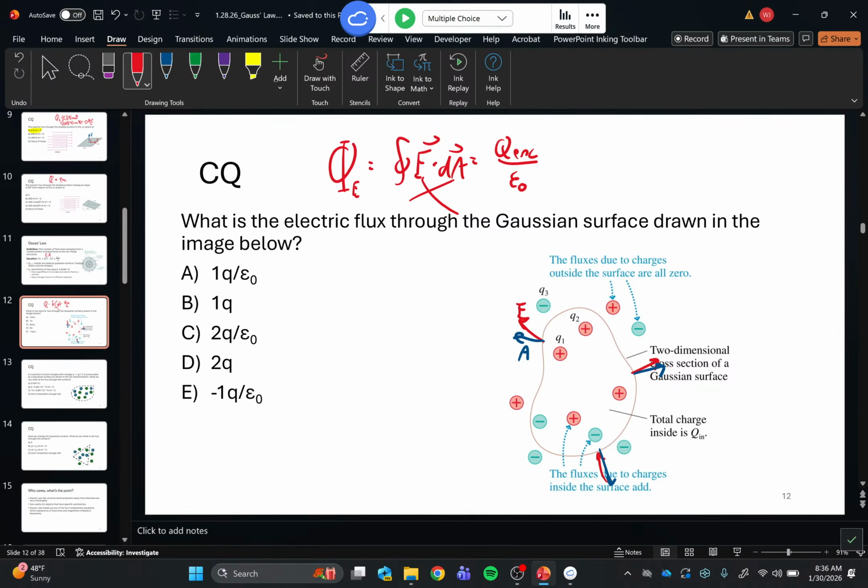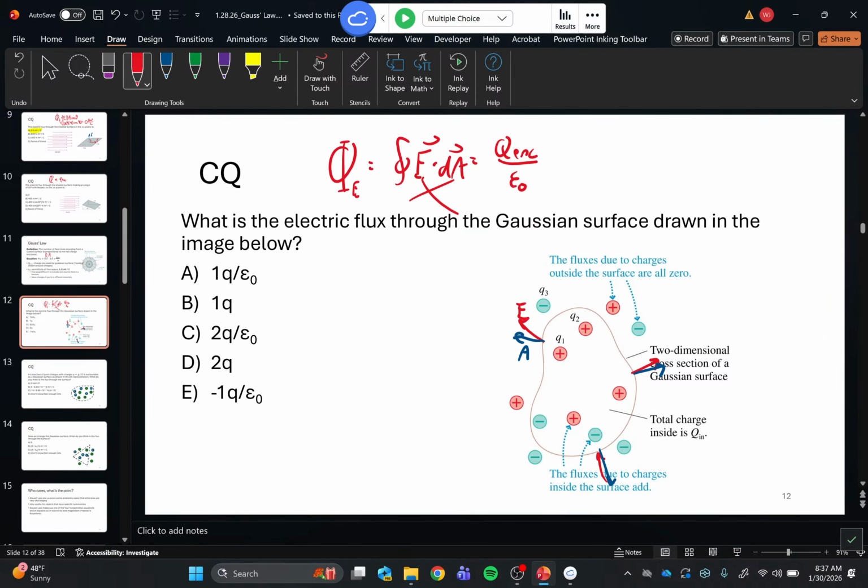What also equals the flux? Q enclosed over epsilon naught. So let's just figure out what's inside. What does Q enclosed mean? It means the total charge enclosed inside of that bubble I drew, that Gaussian surface. So how much charge is inside of this? We just count the charges. There's 4 positive, there's 2 negatives.